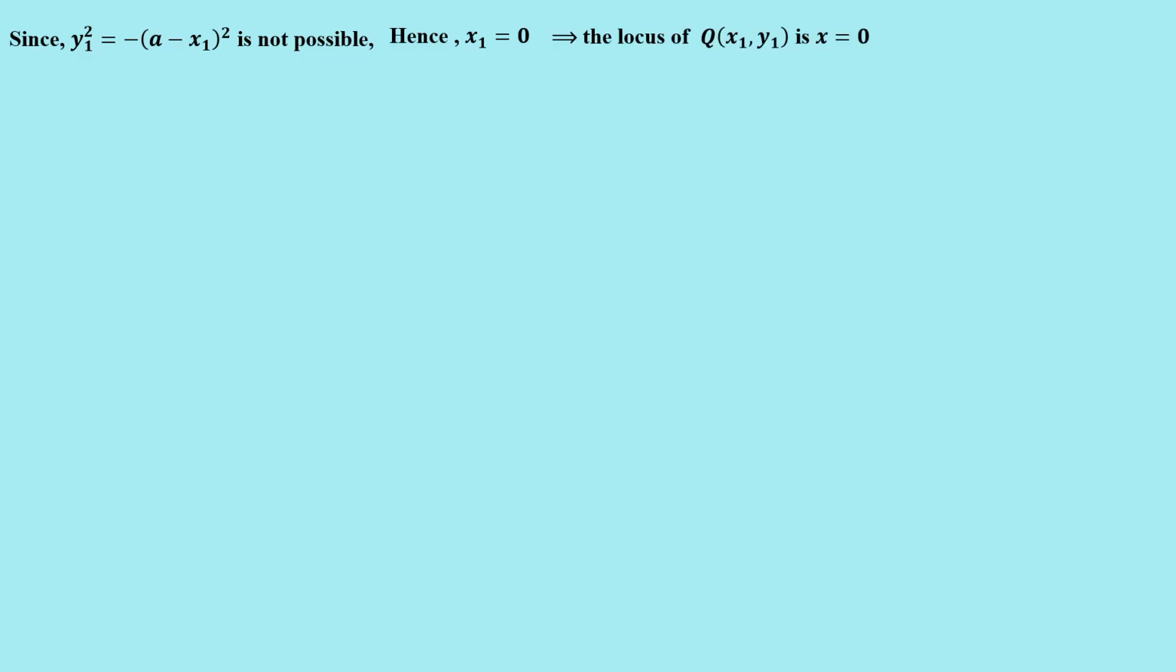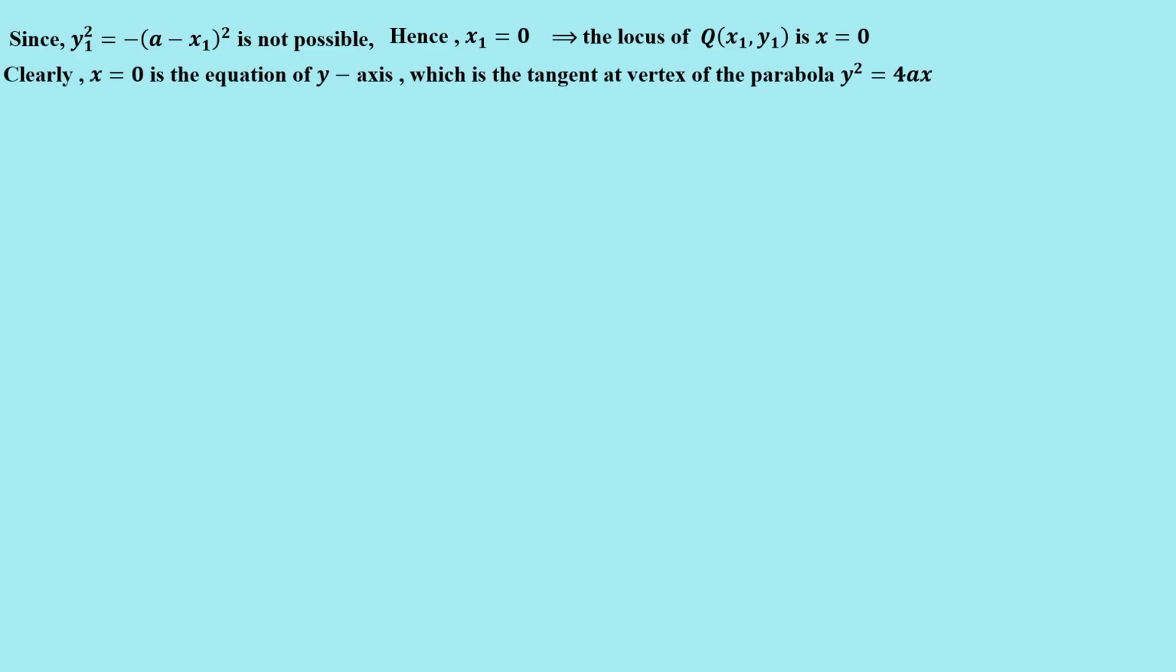So the locus of Q (x1, y1) is x is equal to 0. So the point moves along the line x is equal to 0, but x is equal to 0 is the equation of the y-axis, which is the tangent at the vertex of the parabola y square is equal to 4ax. Thanks.